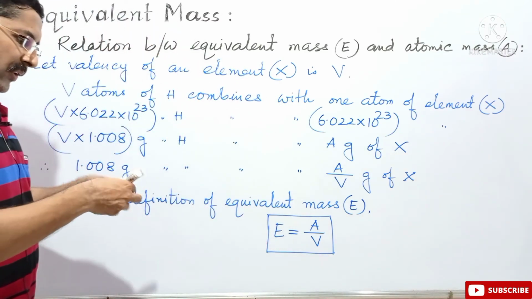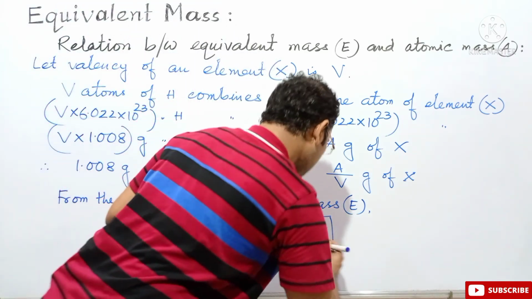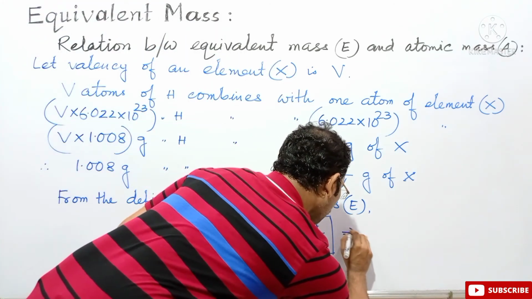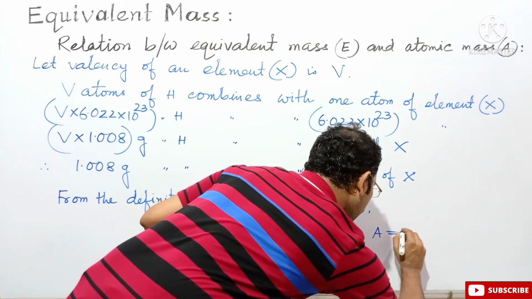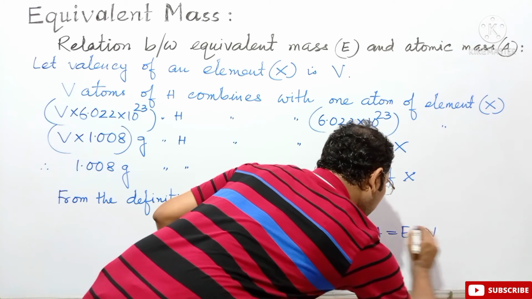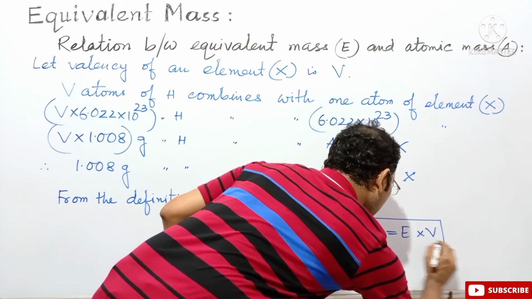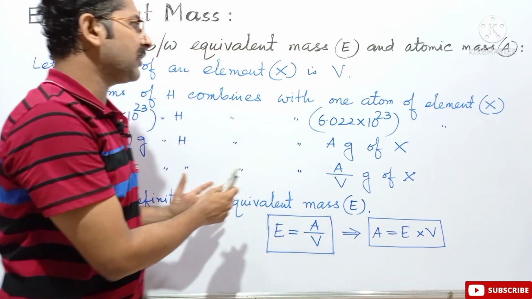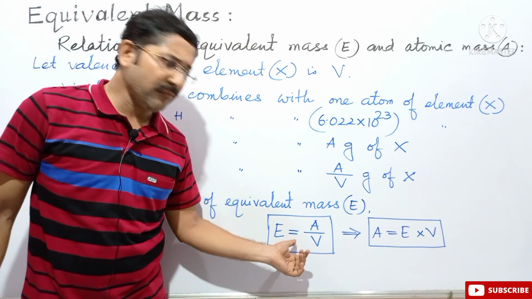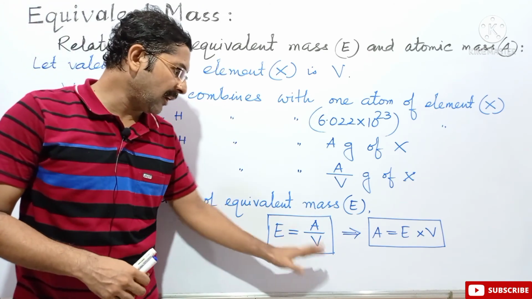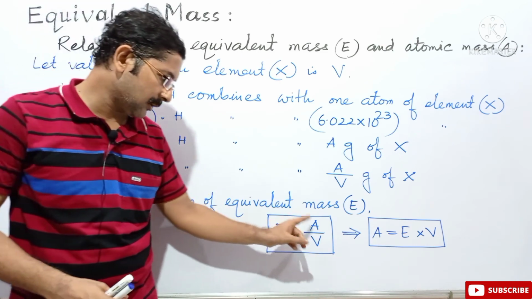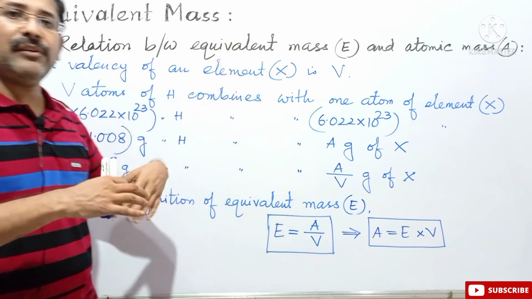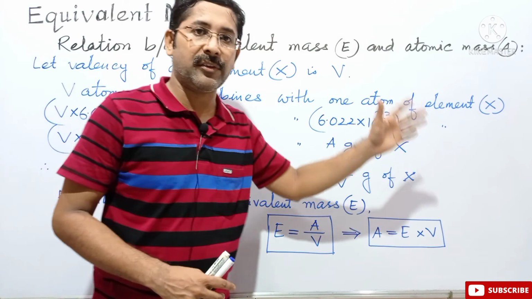Or of course A equal to E into V, that is, atomic mass equal to equivalent mass into valency. So this equation holds good for different elements and ions, of course. This is a very important equation. In this video we will now discuss some calculations using this equation, and in the next video we will discuss how equivalent mass of different compounds are related to their molecular mass.